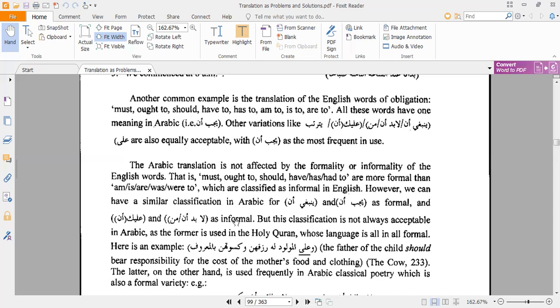Okay, actually, if we render them in Arabic, we can render the first group as يجب أن أو ينبغي أن, while the second group can be rendered as لابد من أو عليك أن أو يترتب عليك أن.